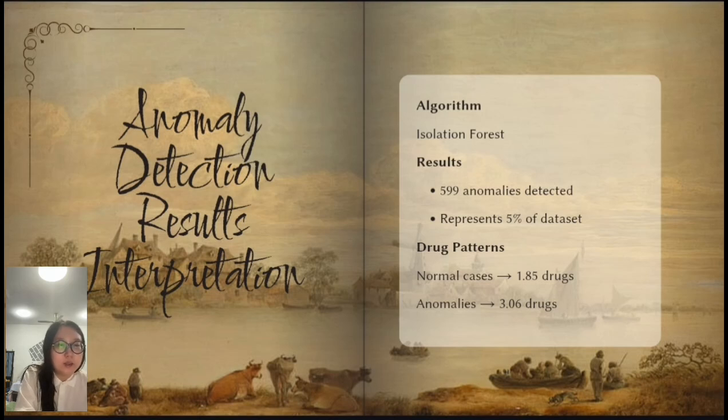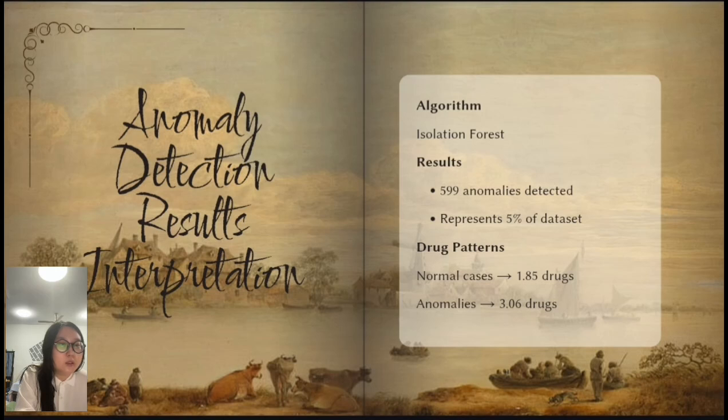In our analysis, we set the contamination level to 5%. This means the model assumes that about 5% of the dataset may contain anomalies. After running the model, it identified 599 records as anomalous cases. This represents 5% of the entire dataset.